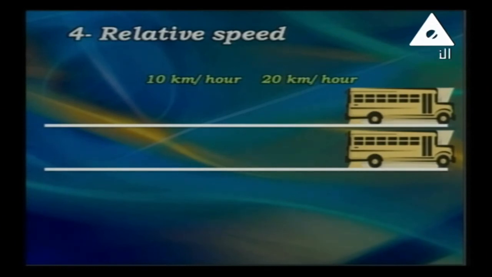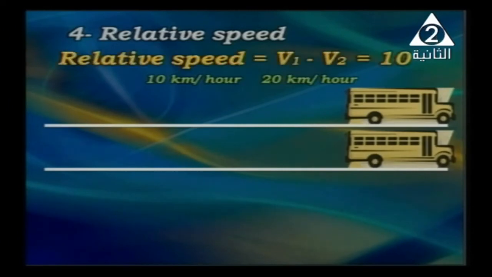So the first one is related to the second one as faster or slower, according to which one is relative to the other one. So here we have 10 kilometers per hour. V1 minus V2 equals 10. 20 minus 10 equals 10.